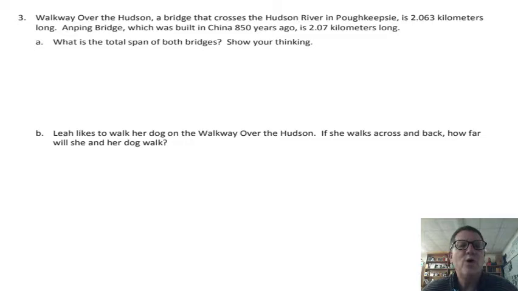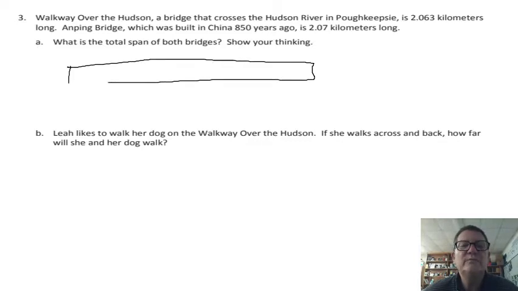Number 3 says a walkway over the Hudson, a bridge across the Hudson River in Poughkeepsie, is 2.063 kilometers long. Angping Bridge, built in China 850 years ago, is 2.07 kilometers long. What is the total span of the two bridges? Well, we need to get used to using tape diagrams. So I'm going to draw a tape diagram, and this one here is the Hudson Bridge, and this one here is the Angping Bridge.